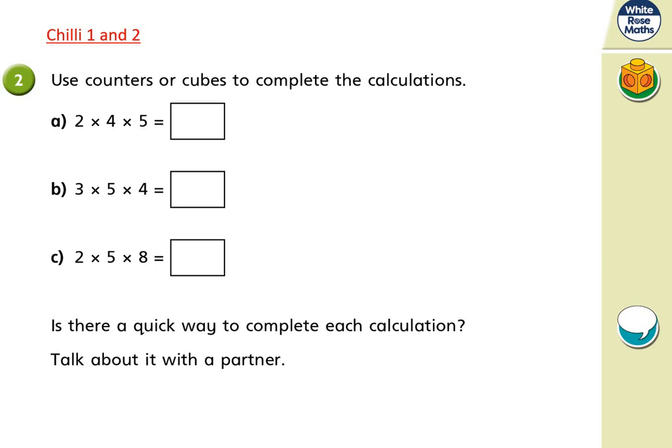This question is suitable for chili 1 and 2. It says use counters or cubes to complete the calculations. You had some packs sent home before. They've got things that you can cut out to use from there. You've got 2 times 4 times 5, 3 times 5 times 4 and 2 times 5 times 8. And it says, is there a quick way to complete each calculation?